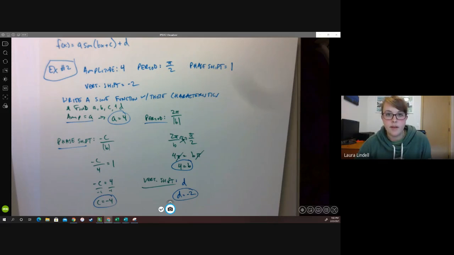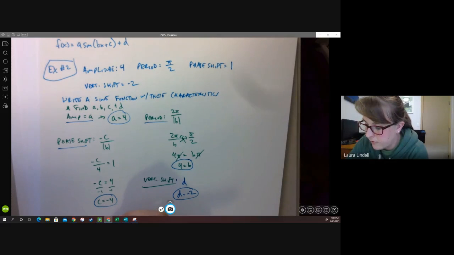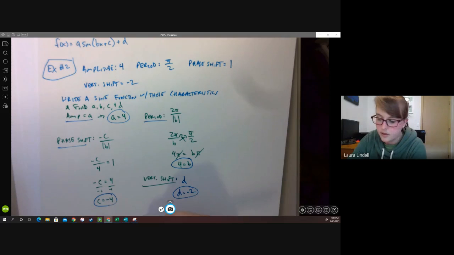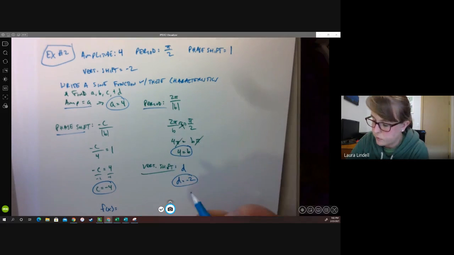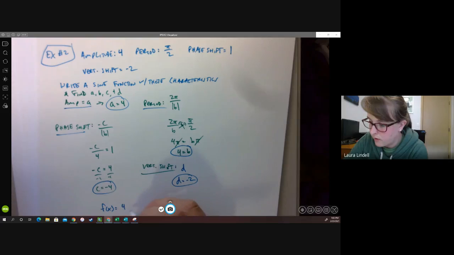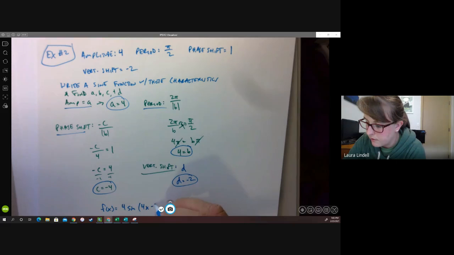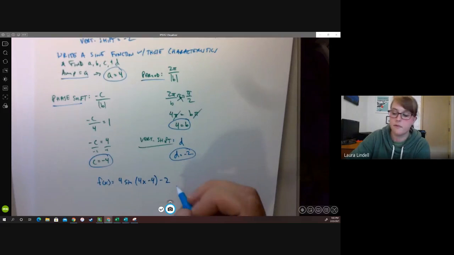All right, so now we have A, B, C, and D. We just have to plug those in. So our final answer, f of x equals 4 sine of 4x minus 4, minus 2. Lots of 4s.